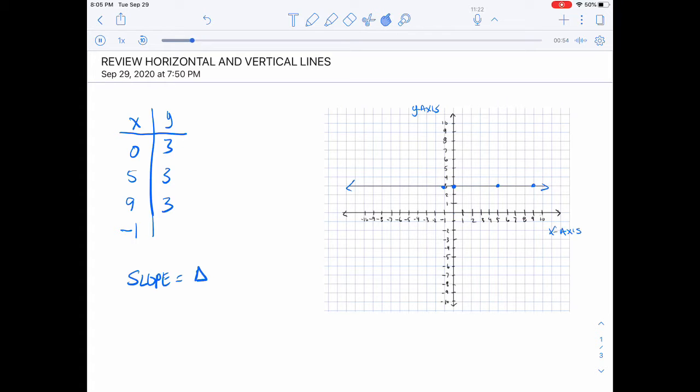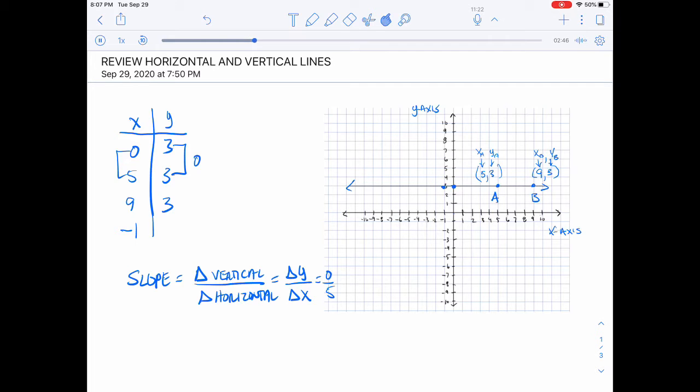Let's look at slope as the change in vertical over the change in horizontal. In other words, the change in y over the change in x. Well, our change in y is 0. And our change in x could be anything. It could be 5 there.